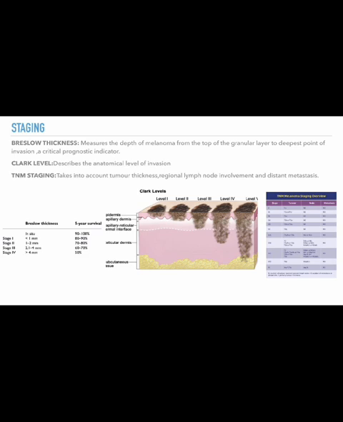So, how do we stage this melanoma? We have 3 staging levels: Breslow thickness, Clark level, and TNM staging. Breslow thickness measures the depth of the melanoma from the top of the granular layer to the deepest point of invasion, a critical prognostic indicator. Clark level describes the anatomical level of invasion. TNM staging takes into account tumor thickness, regional lymph node involvement, and distant metastasis.